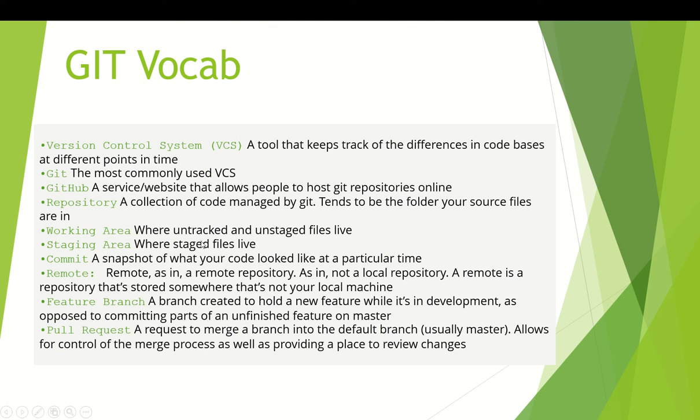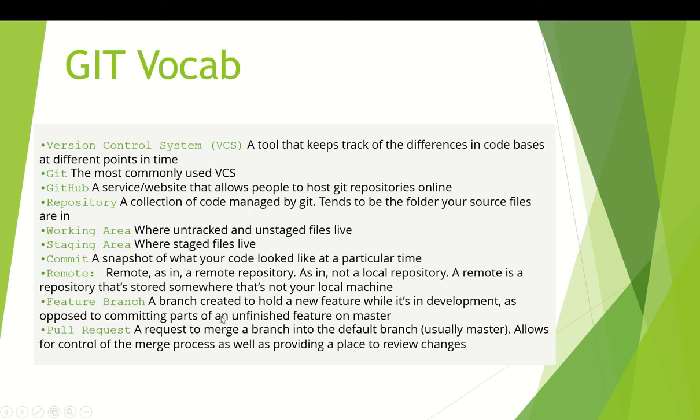So the work area is where untracked and unstaged files live. The staging area is where staged files live, and a commit is a snapshot of what your code looks like at a particular time. Remote means a remote repository, not a local repository. A remote is a repository that is stored somewhere that's not on your laptop or local machine or desktop.